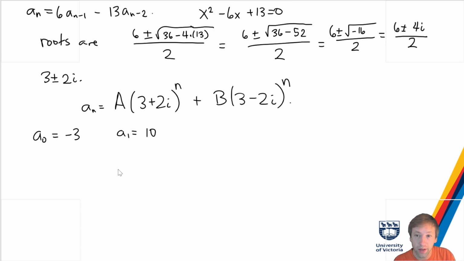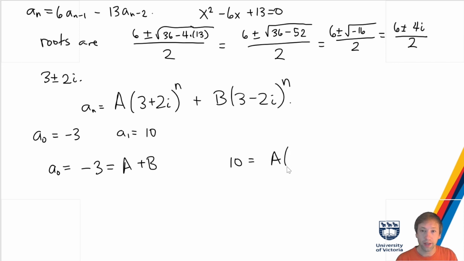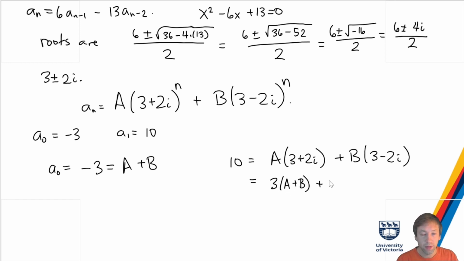So we plug it in, and what we've got is negative 3 equals a plus b, because when I plug in n equals 0 for the exponents, I get 1. And then you get 10 is equal to a times (3 plus 2i) plus b times (3 minus 2i). So let's rewrite this one. I've got 3 times (a plus b) plus 2i times (a minus b). Now a plus b from the first equation is negative 3, so we get that this is negative 9 plus 2i times (a minus b).